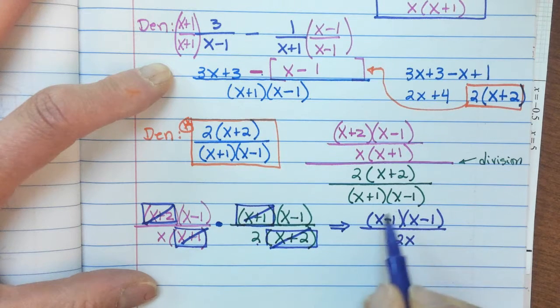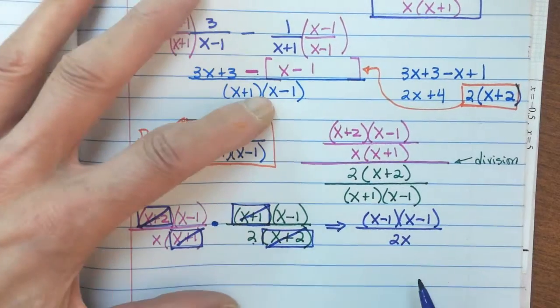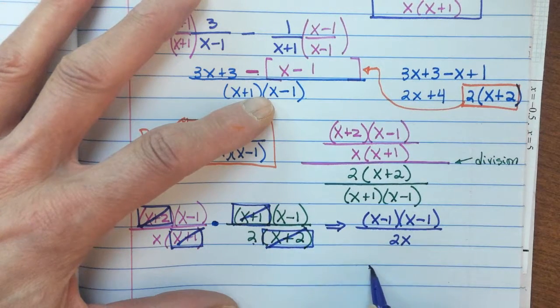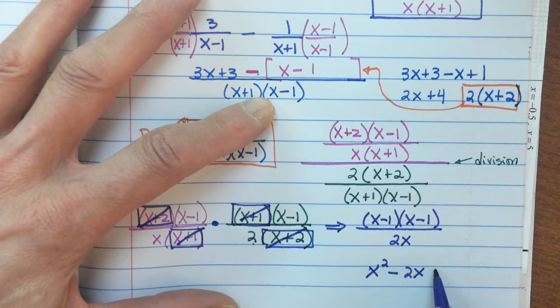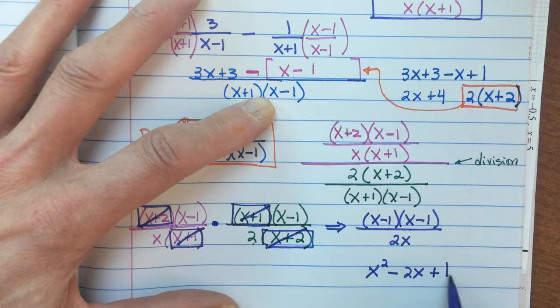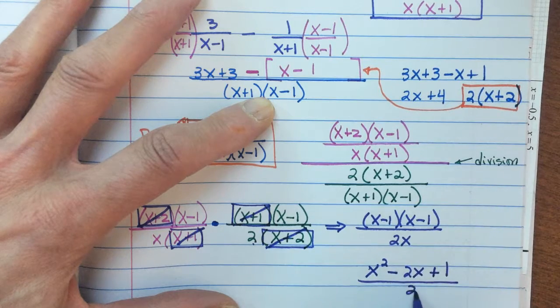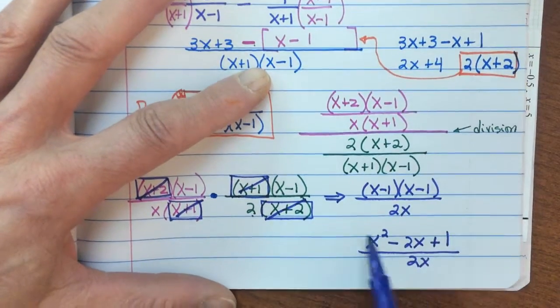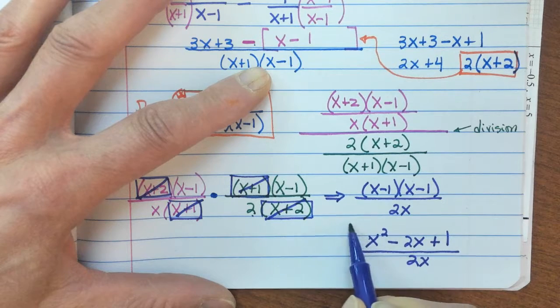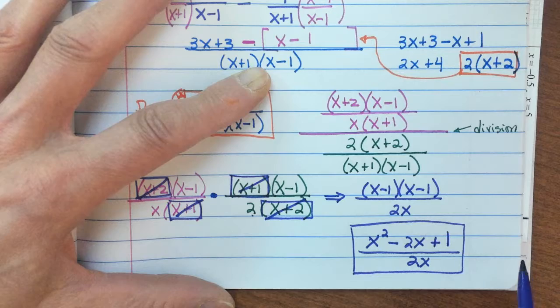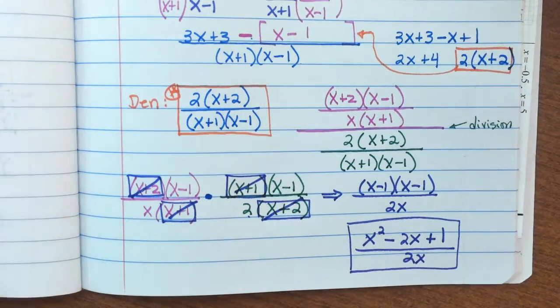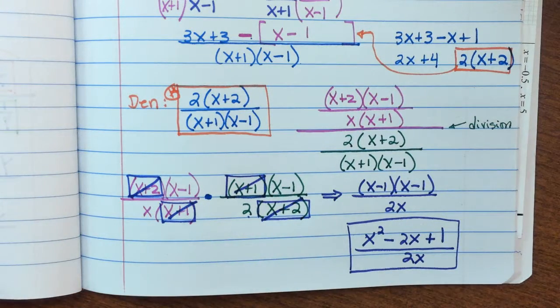So I'm going to go ahead and multiply out my numerator, and that's going to give me x squared minus 2x plus 1 all over 2x. So that's going to be my final answer. And the one thing I didn't talk about in the last video are restrictions.